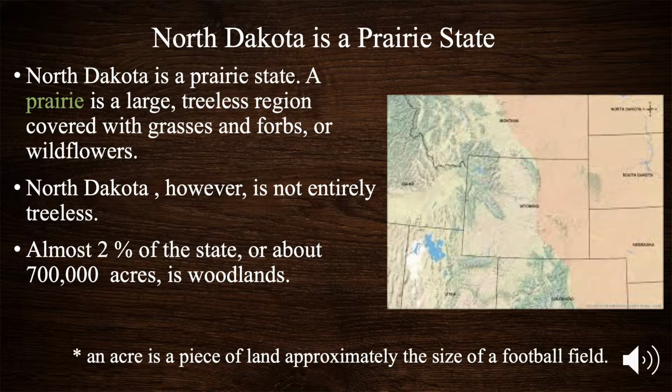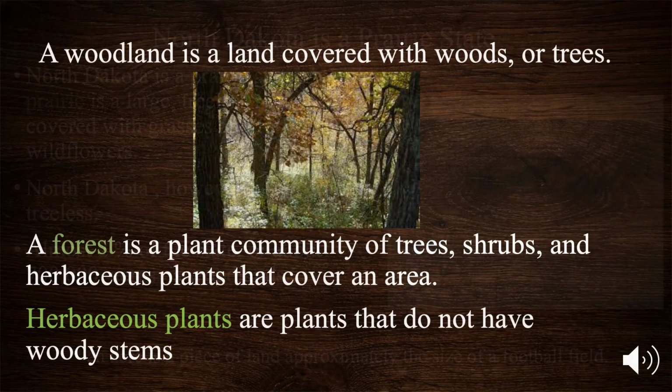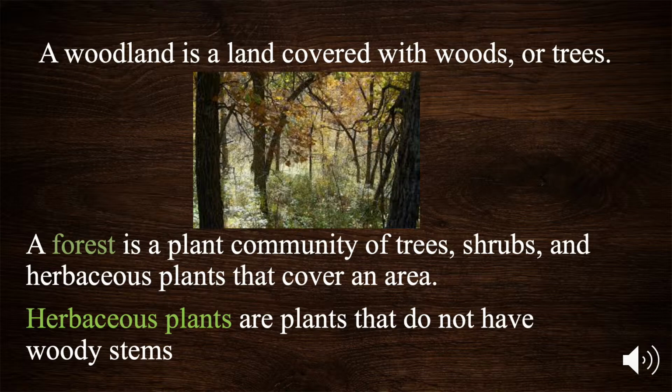Almost 2% of the state, or about 700,000 acres, is a woodland. An acre is a piece of land approximately the size of a football field. A woodland is a land covered with woods or trees. A forest is a plant community of trees, shrubs, and herbaceous plants that cover an area. Herbaceous plants are plants that do not have woody stems.